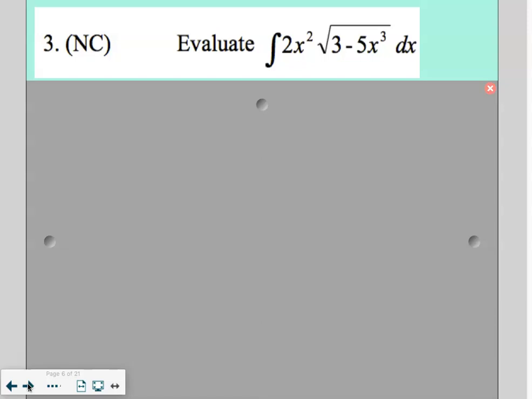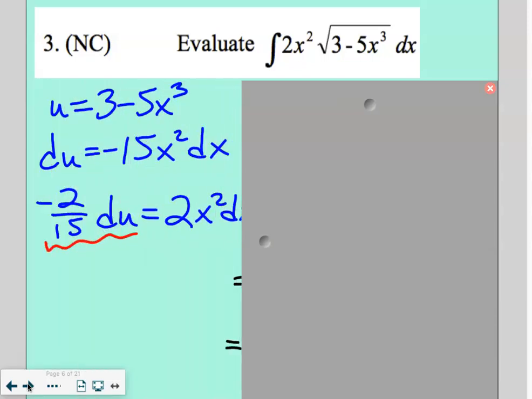3 minus 5x cubed. So your du would be -15 x squared dx. We don't want a -15, we want a 2. So I personally multiply both sides by -2/15 to turn the -15 into a 2. Divide by -15, times by 2. So that's what I do. If you want to pull the 2 in front, that's fine too.